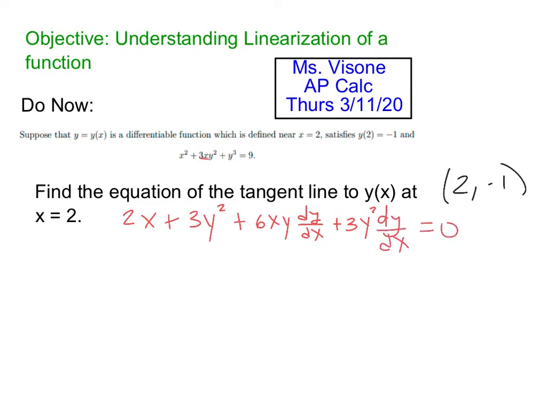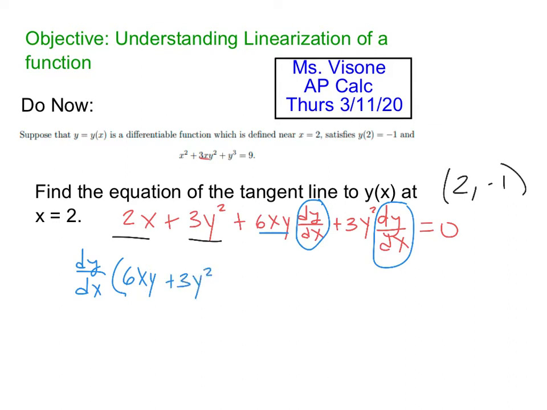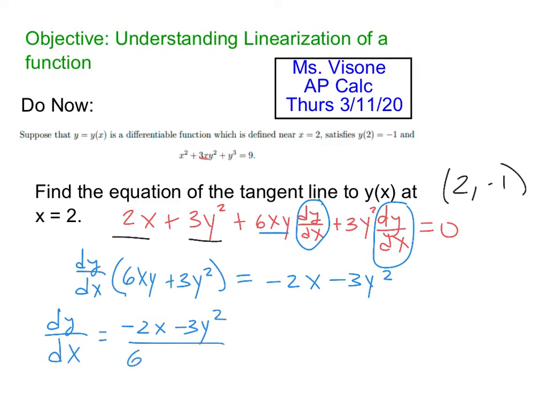And then everything that does not have a dy/dx, so this guy and this guy, is going to go to the other side. And I'm going to factor out the dy/dx for these. So dy/dx times, we're left with 6xy plus 3y squared. And then the 2 underlined are going to go to the other side. Negative 2x minus 3y squared, and then we divide. So negative 2x minus 3y squared all over 6xy plus 3y squared.